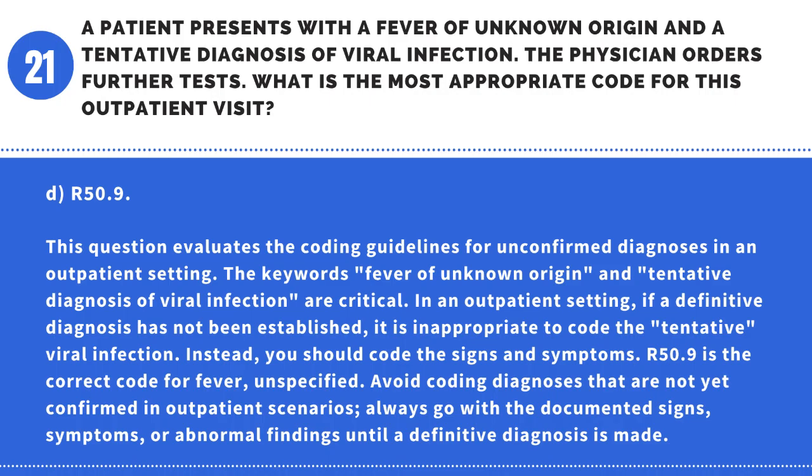R50-9. This question evaluates the coding guidelines for unconfirmed diagnoses in an outpatient setting. The keywords fever of unknown origin and tentative diagnosis of viral infection are critical. In an outpatient setting, if a definitive diagnosis has not been established, it is inappropriate to code the tentative viral infection. Instead, you should code the signs and symptoms. R50-9 is the correct code for fever, unspecified. Avoid coding diagnoses that are not yet confirmed in outpatient scenarios. Always go with the documented signs, symptoms, or abnormal findings until a definitive diagnosis is made.